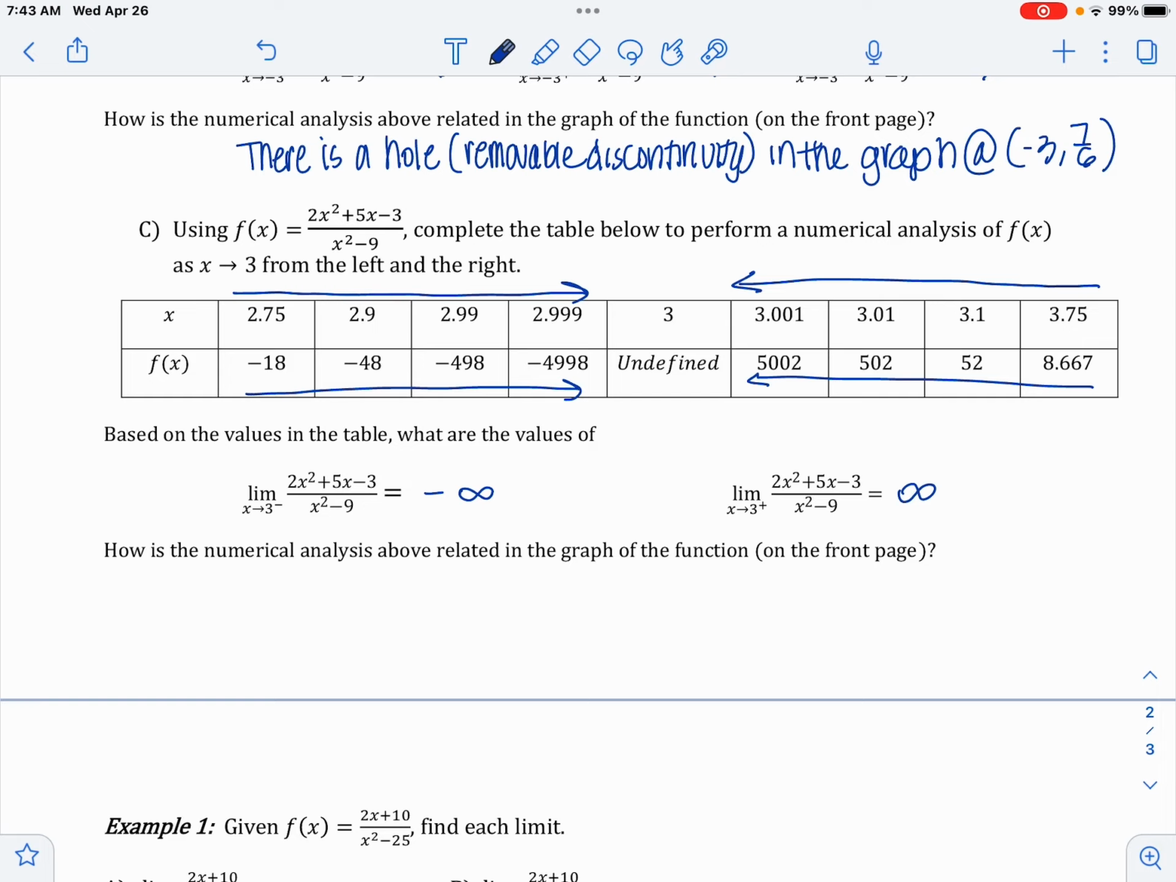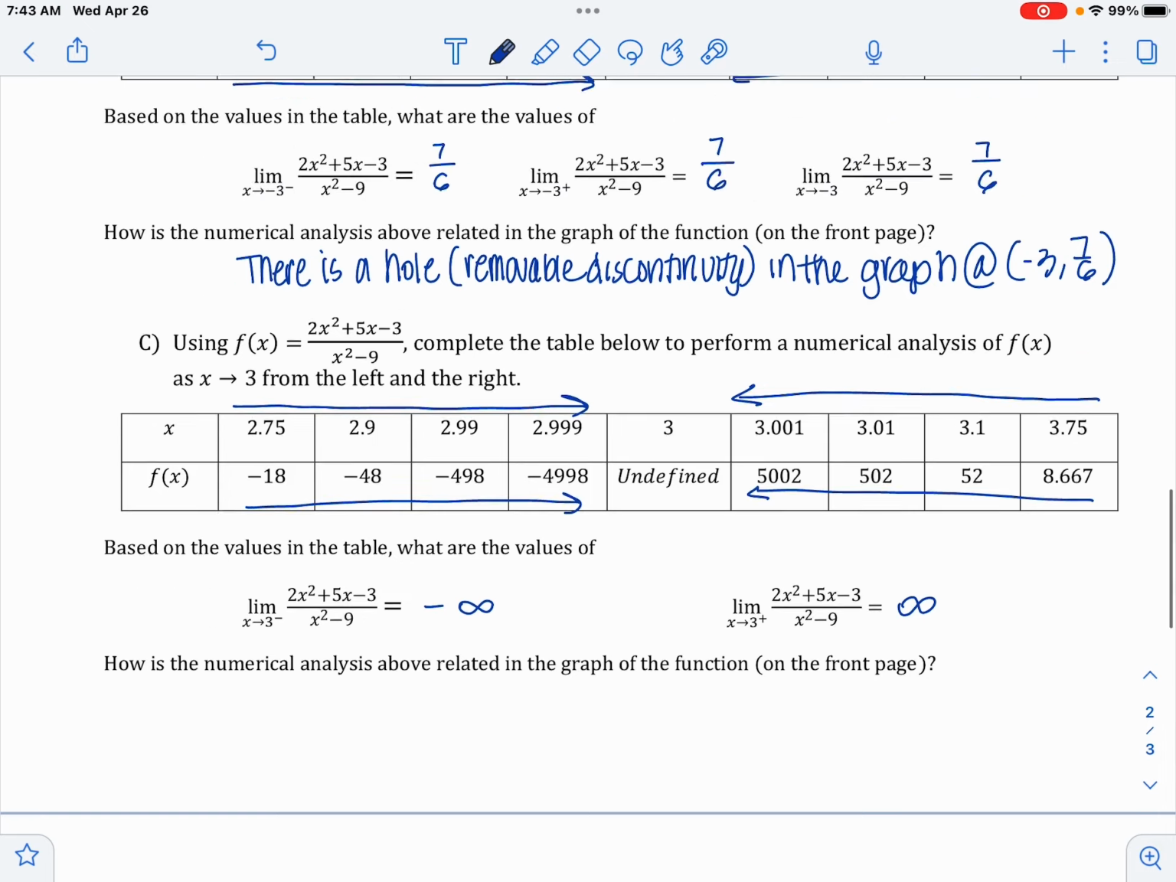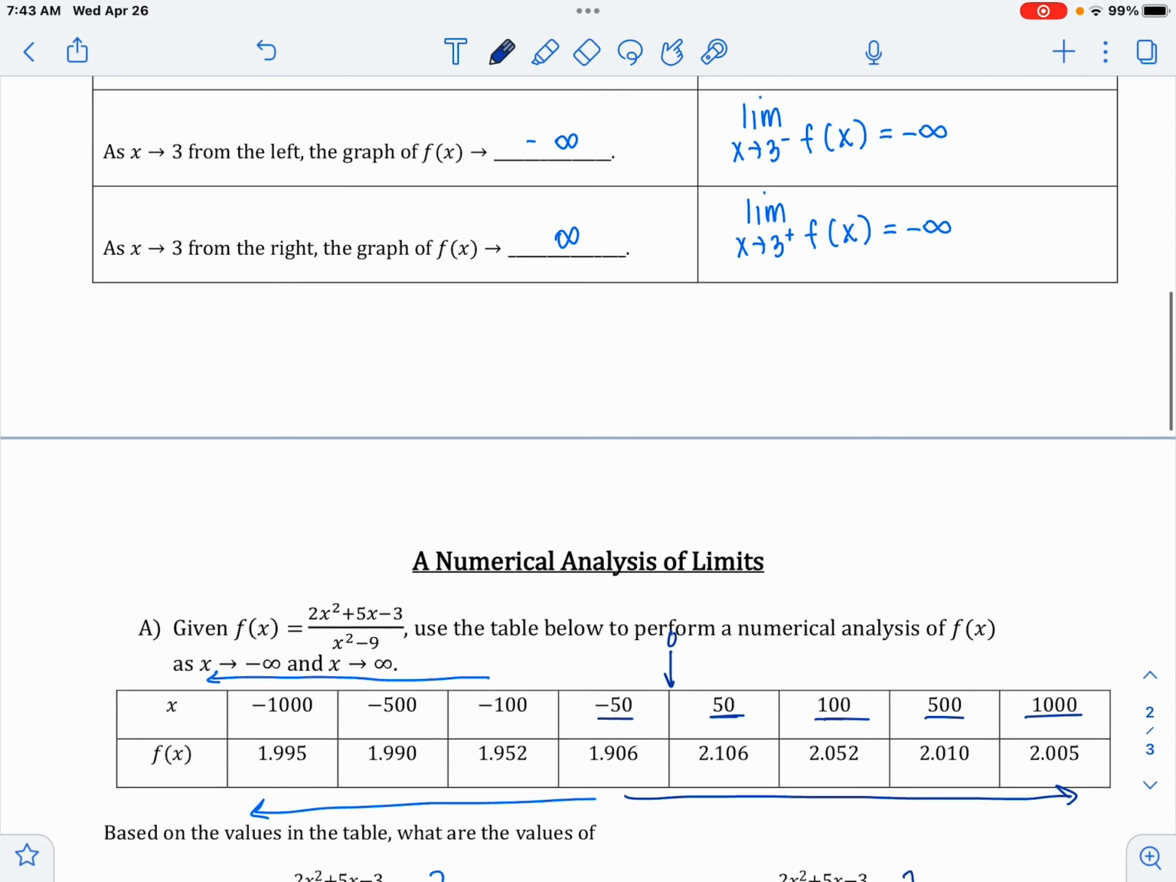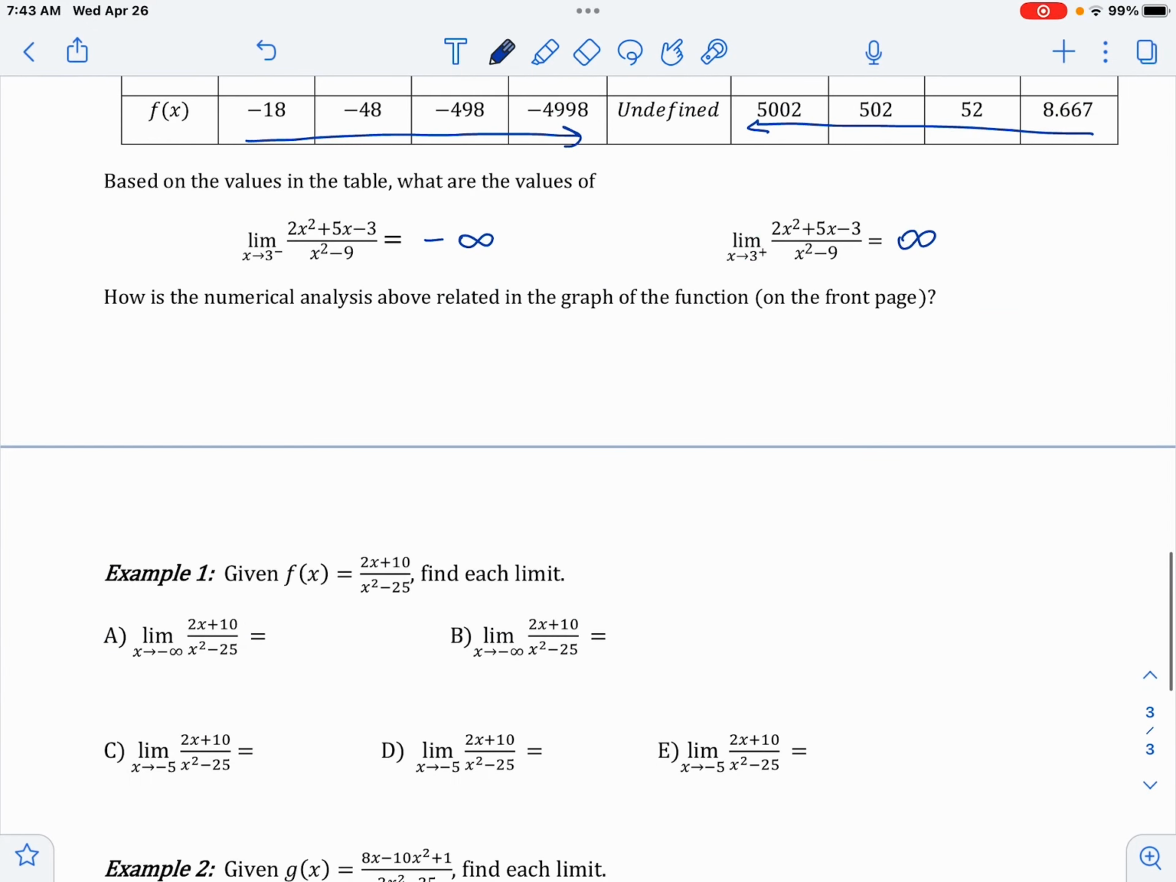So next it says, how is the numerical analysis above related to the graph of the function on the front page? So as we approach 3 from the left and the right, there was an arrow pointing downward and an arrow pointing upward. We had a vertical asymptote there, which remember we call an infinite discontinuity.